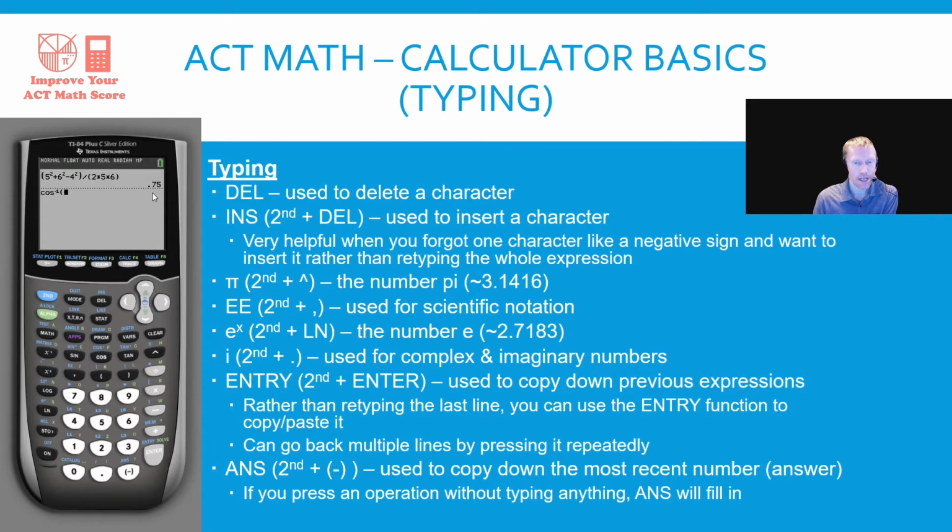number. Now again, in this case, we could easily type a 0.75, but I'll just do another example and change it slightly where it'll be a much longer number. I'd rather just copy the value down using the ANS function, again by hitting second and then the negative sign, and that's what I'm taking the arc cosine of to give me my angle measure.